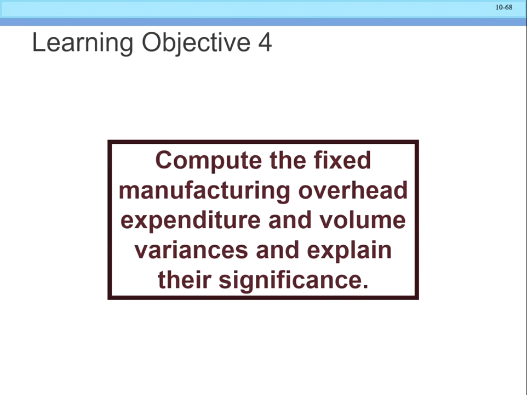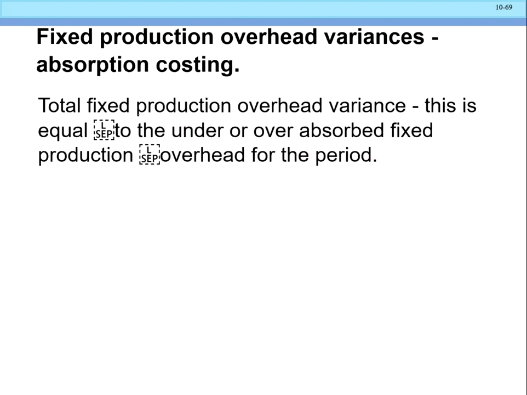Okay, then compute the fixed manufacturing overhead expenditure and volume variance and explain their significance. Okay, so the fixed production overhead variances, these variances are only there if we are using absorption costing, whereby the fixed production overheads are also absorbed into production. If we are using variable costing or marginal costing, we are saying the fixed overheads do not form part of the production cost, they form part of period cost.